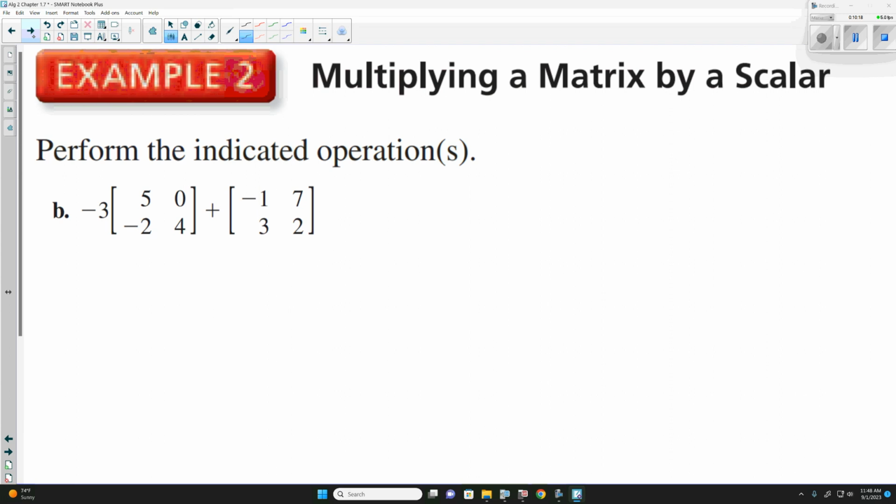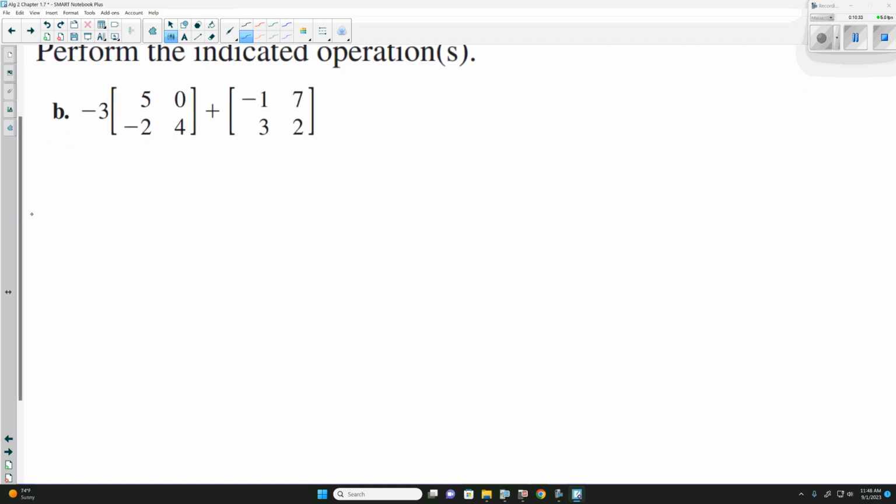Let's look at this here. Now, I think doing scalar multiplication is pretty straightforward. We're just multiplying every number in the matrix by that one there. Now, what we can also do is combine matrix addition, subtraction with scalar multiplication. So when we do this, and we look at this problem here, the first thing we should do is the scalar multiplication, and then add or subtract.